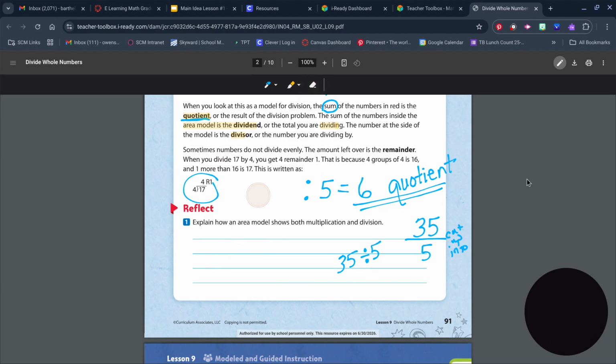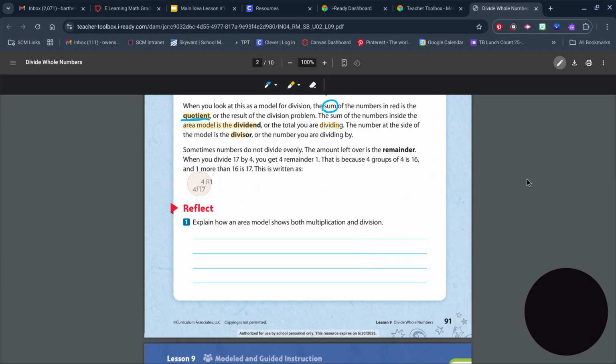Now, I want you to take a look at this. Sometimes when you divide, it doesn't make equal groups. There's like leftovers. It doesn't go in evenly. It doesn't divide evenly. The amount left over is called the remainder, or like what's remaining, what's left. When you divide 17 by 4, you get a remainder of 1. Think about this. 4 friends are dividing up 17 pieces of candy.